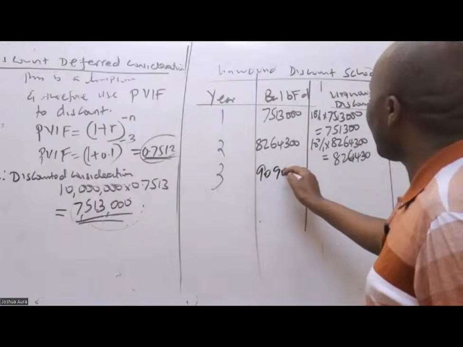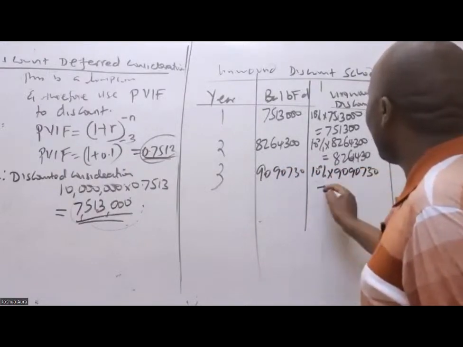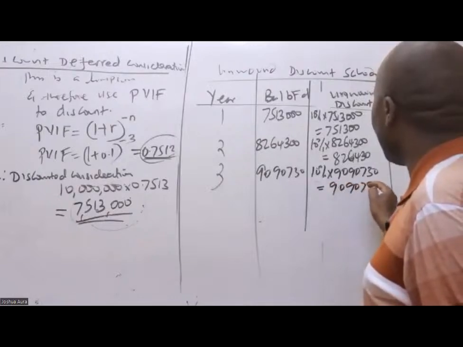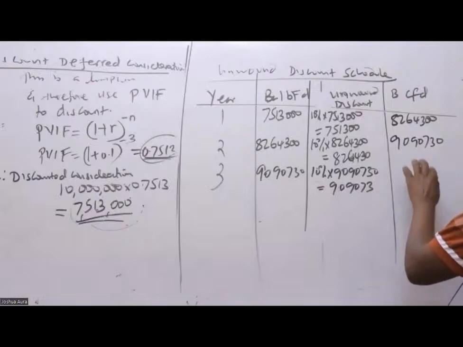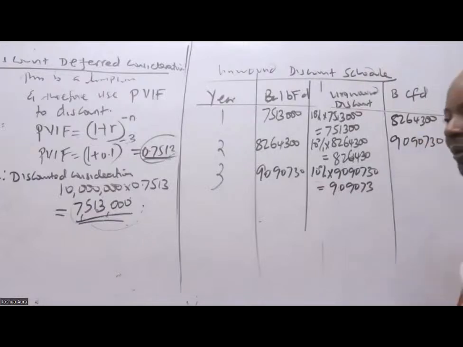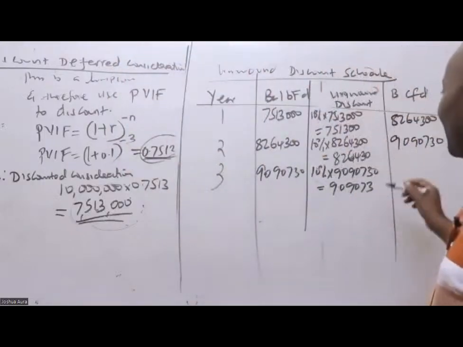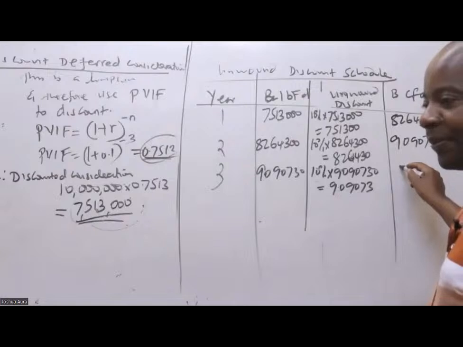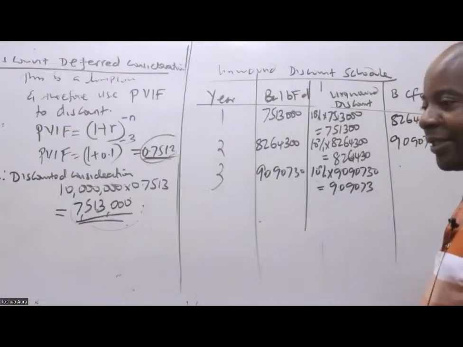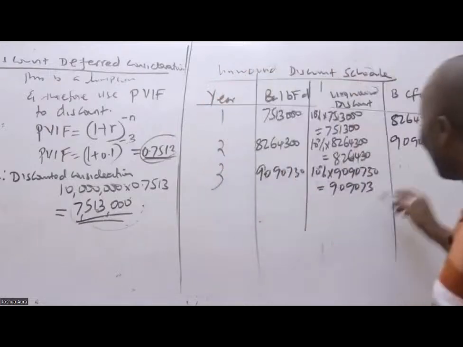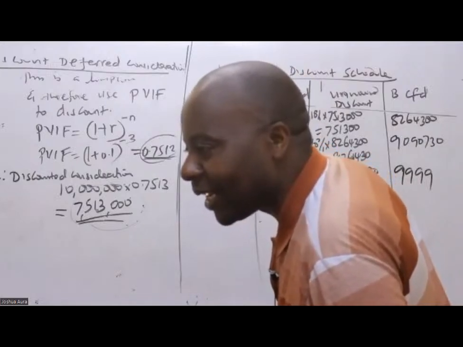So come to year 3. We have 1997.30, 10% of this 1997.30. So this one here will be 1990.73. Could you kindly add this and this? Give me a figure here and tell me whether it has to be 99 something, almost 10 million. 99, 99, 803.